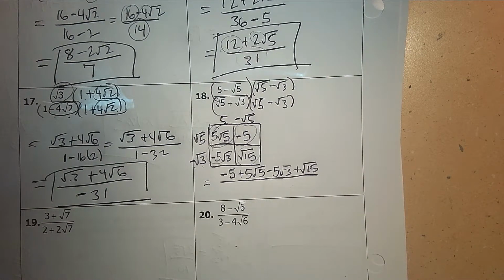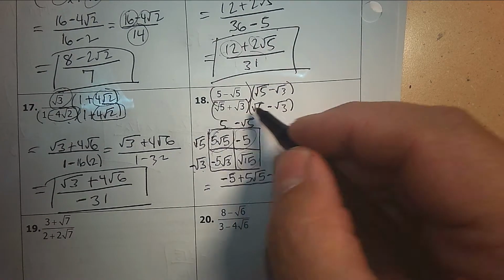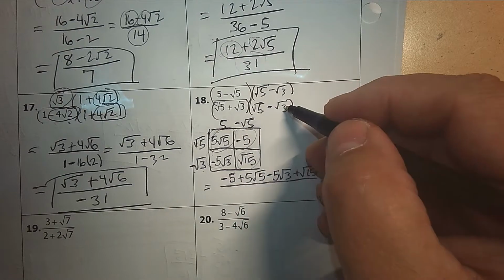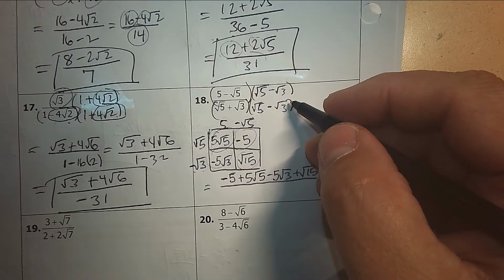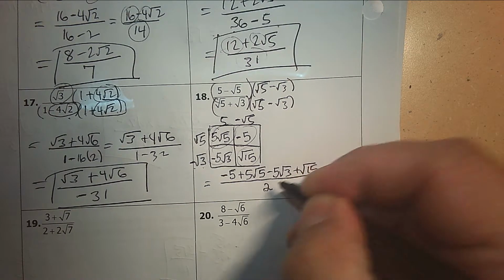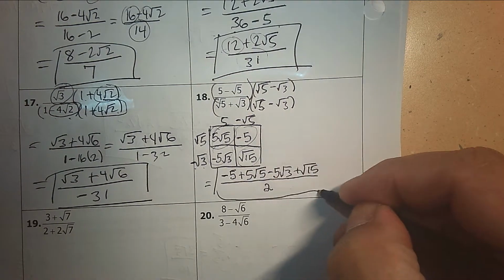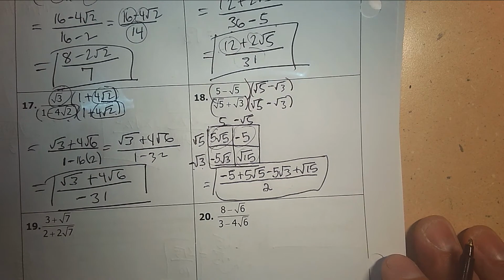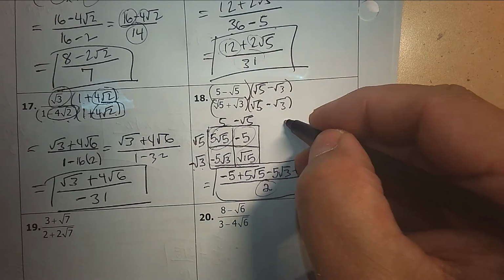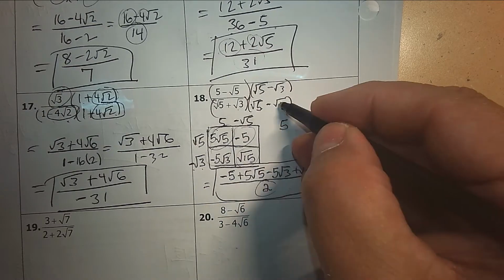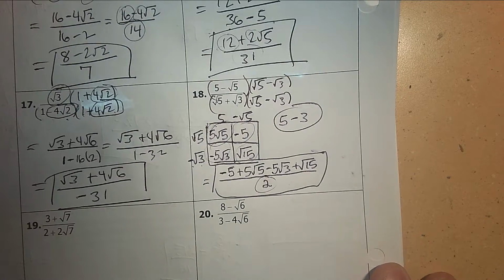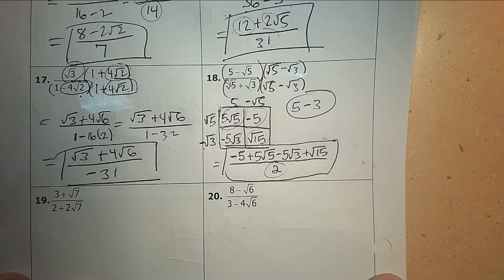The denominator, root 5 times root 5 is 5, and root 3 and negative root 3 is negative 3. So can you see 5 take away 3 will give you 2, and it's over. So did you see where 2 came from? Root 5 times root 5 is 5, and root 3 times root 3 is 3. That's where 2 came from. All right, 2 left. Number 19 and number 20.